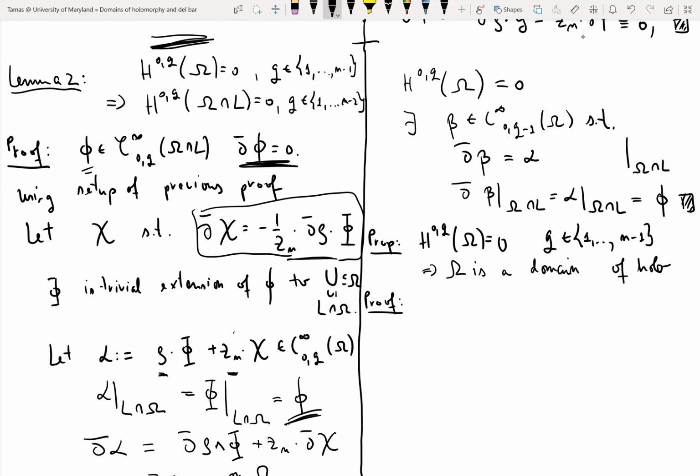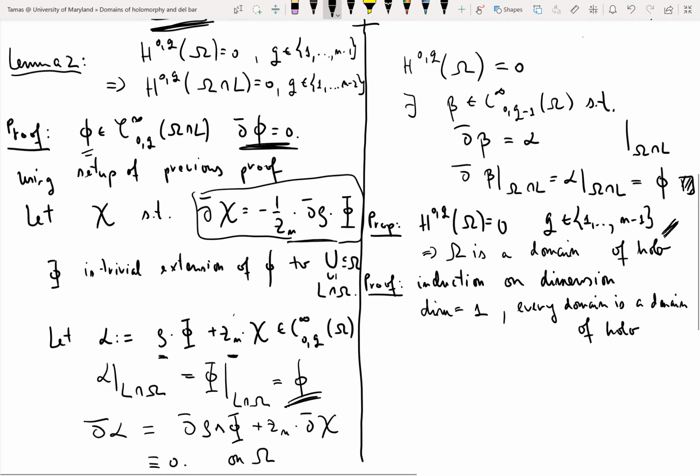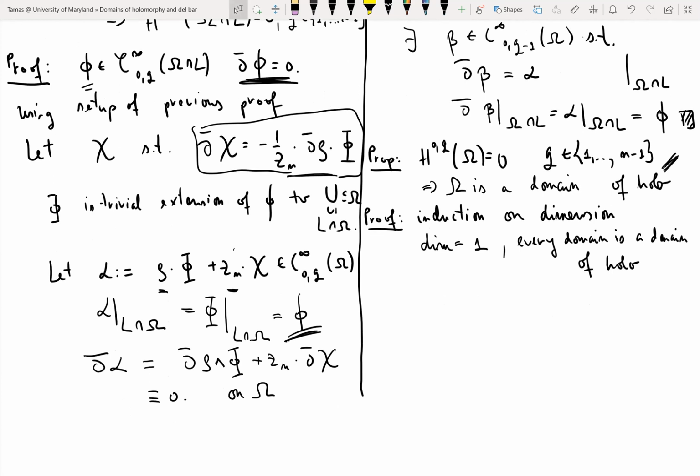Now with the aid of lemma 1 and lemma 2, we can give a neat argument here. And the argument is by induction on the dimension n. Right, so the case where the dimension is equal to 1. In this case, our cohomology condition is completely vacuous, and that's okay because we know that in dimension 1, every domain is a domain of holomorphy. This is the consequence of the Weierstrass theorem, among other things. Okay, so then the case n equals 1 is okay.